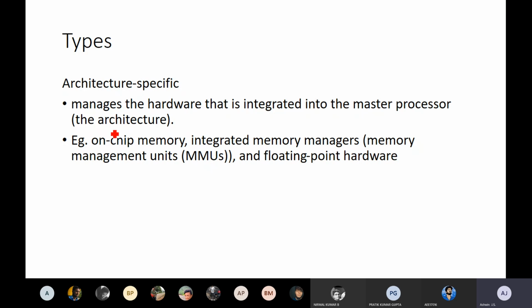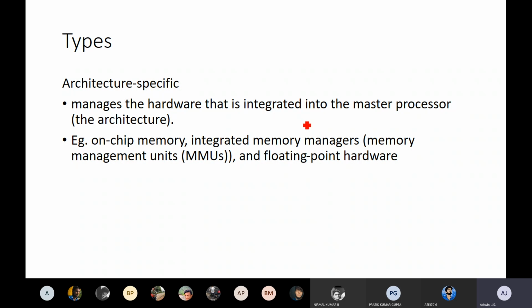Okay, so I'll just go through the definitions. Architecture specific manages the hardware that is integrated into the master processor. Integrated represents that it is inside the processor. It is a single chip, and inside the chip you can find some architecture that communicates with the on-chip memory. On-chip memory means the memory which is already inside the IC. So that is the embedded system.